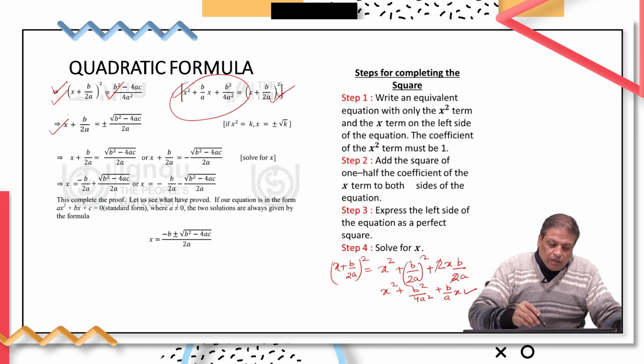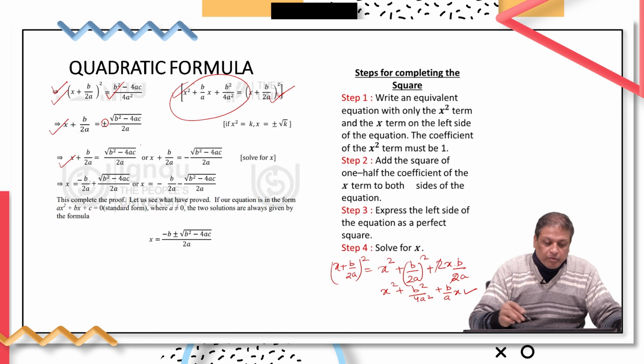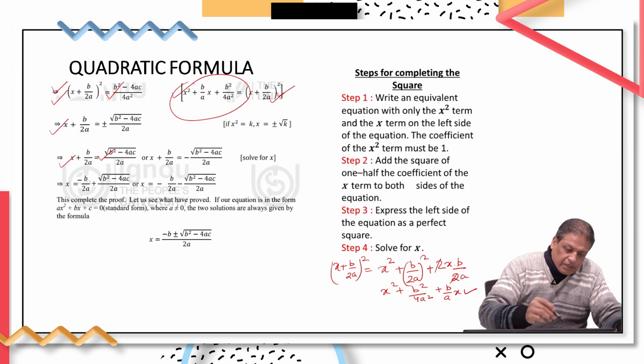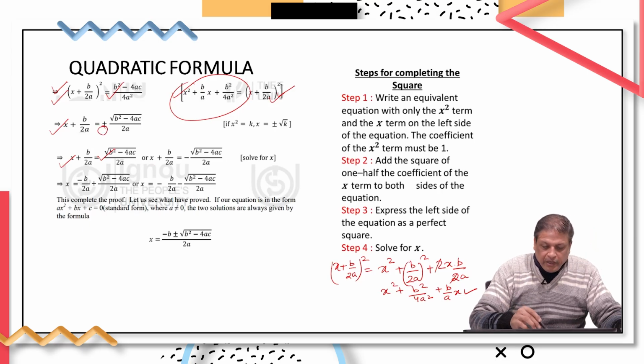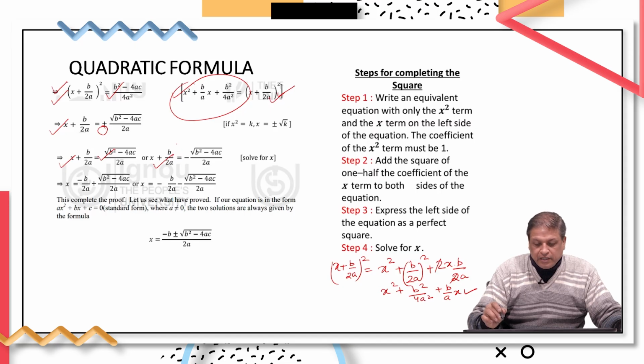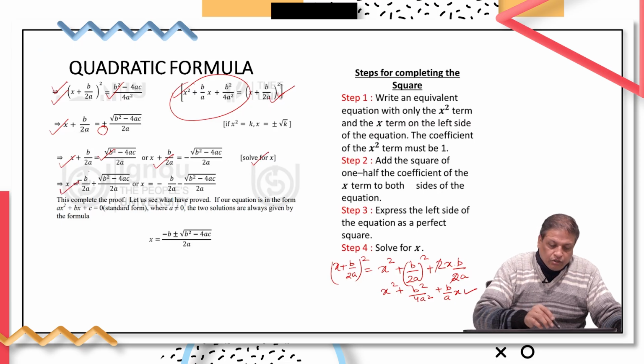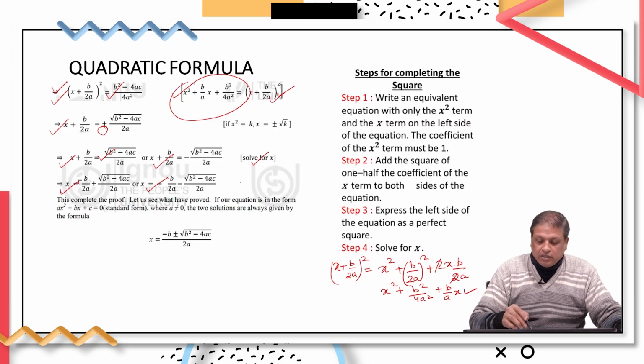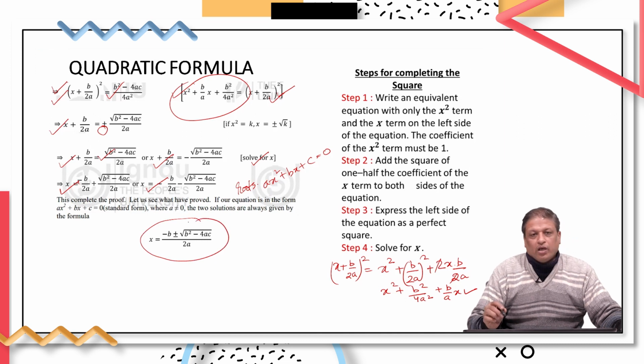Now that means there are two solutions: x plus b by 2a equal to the positive square root of b square minus 4ac upon 2a, and when we consider the negative sign, x plus b by 2a equal to minus square root of b square minus 4ac upon 2a. So we solved for x and we get two answers, and these two answers are nothing but the roots of the quadratic equation ax square plus bx plus c equal to 0. And this is nothing but your quadratic formula.